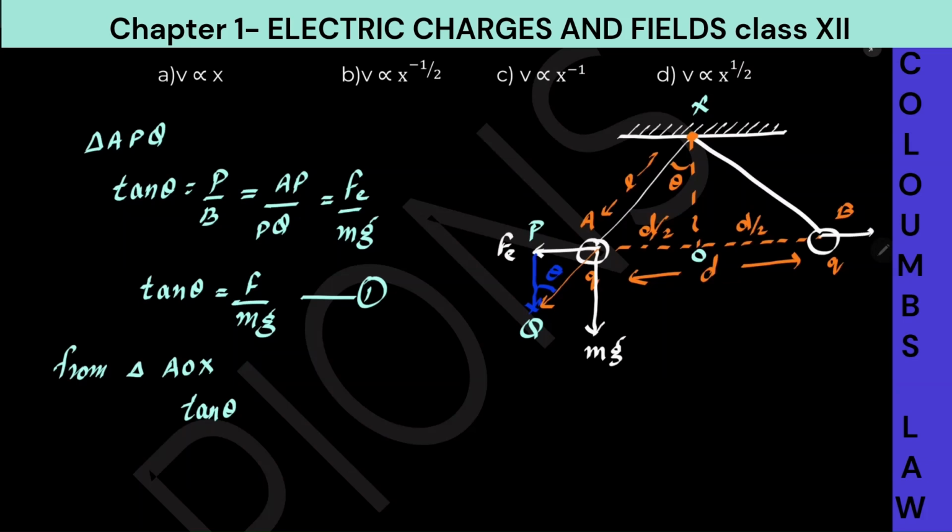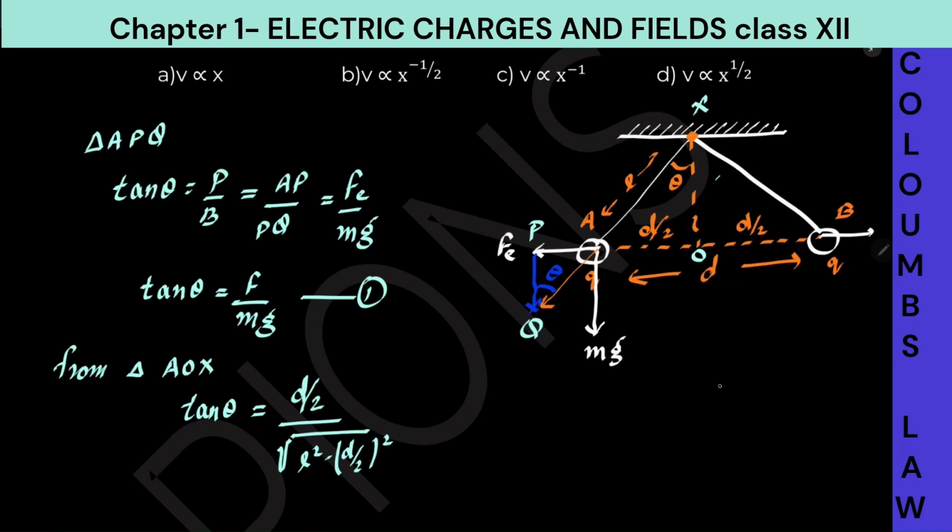Tan theta will be equal to what? Perpendicular over this side, but this side, who will calculate? Let's calculate this side. That is L, that is d by 2. So tan theta will be equal to how much? That will be d by 2, whole divided by root under L square minus d by 2 whole square.